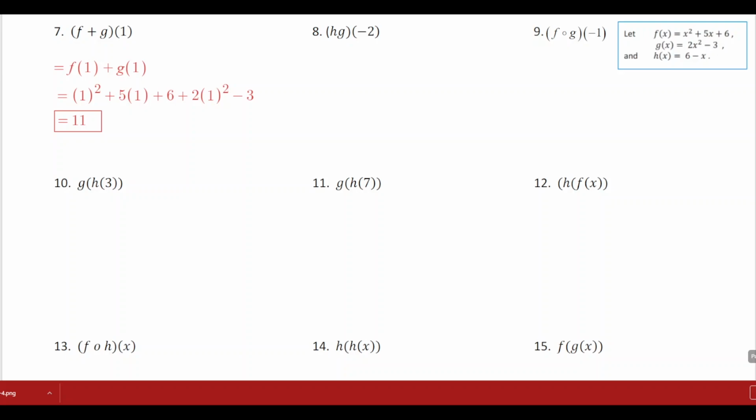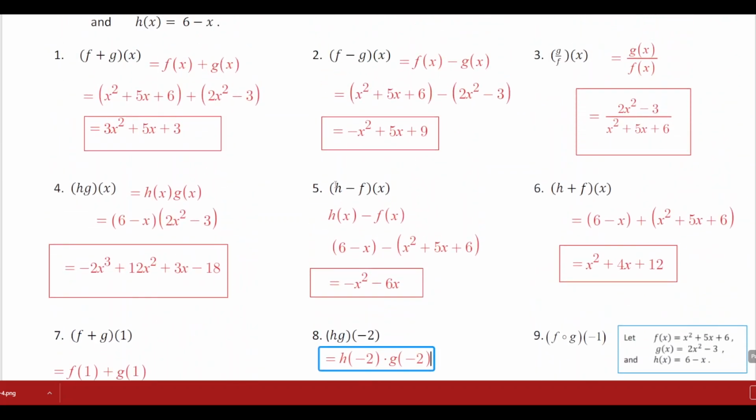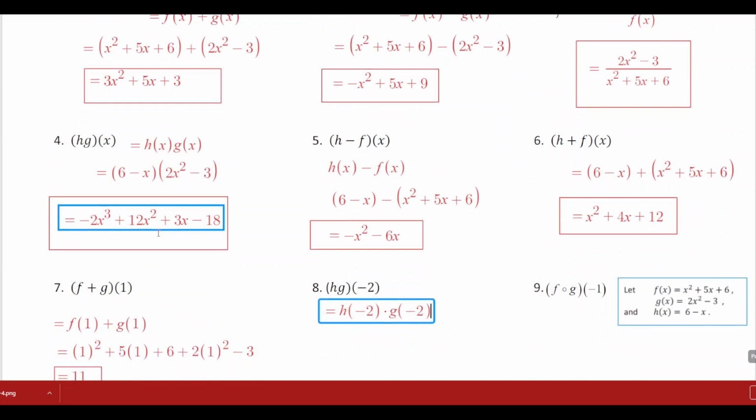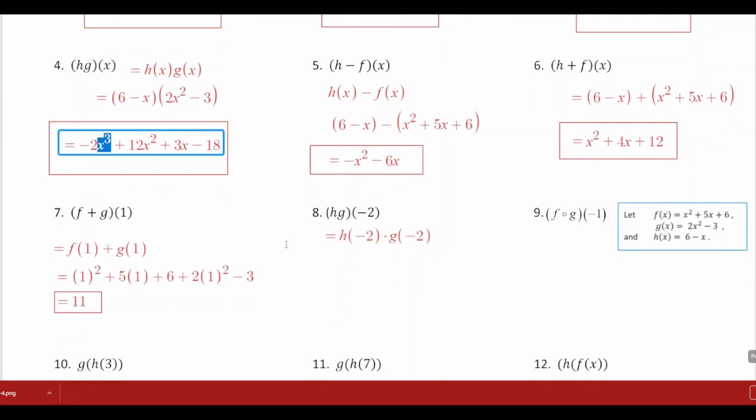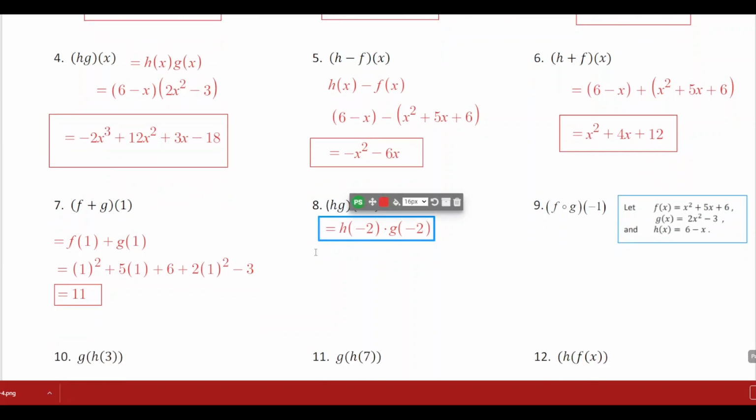So for number 8, it's definitely going to be easier to evaluate these separately. So we can say h of negative 2 times g of negative 2. Did we find h times g earlier? Yeah, we did here. You can imagine plugging in negative 2 into this, after finding what it is, will take a bit more work than just plugging in negative 2 to these functions individually.